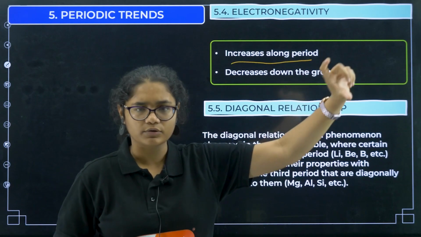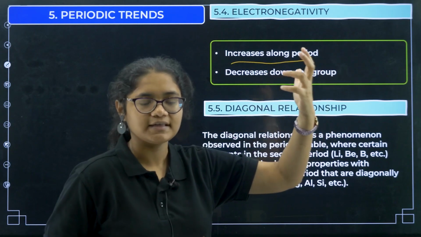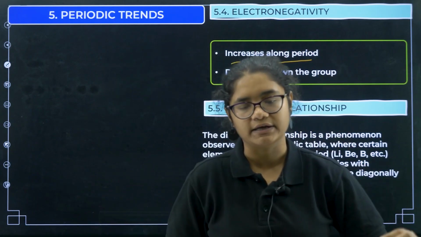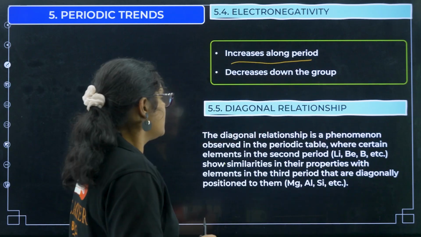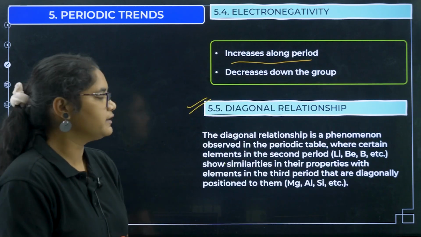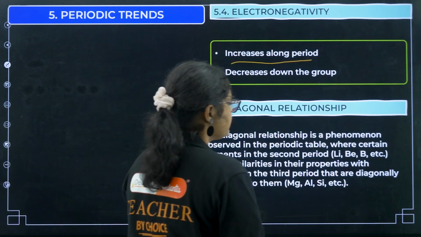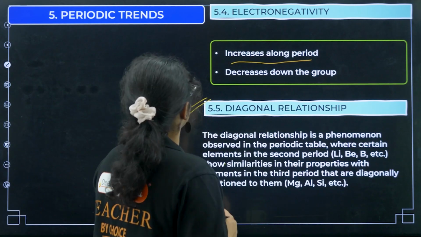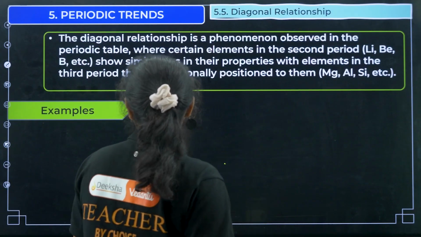Electronegativity increases along the period, and down the group electronegativity decreases. Okay, the next very important topic is the diagonal relationship. We'll understand what the diagonal relationship is. We have explained it here in detail, so we'll talk about it here.